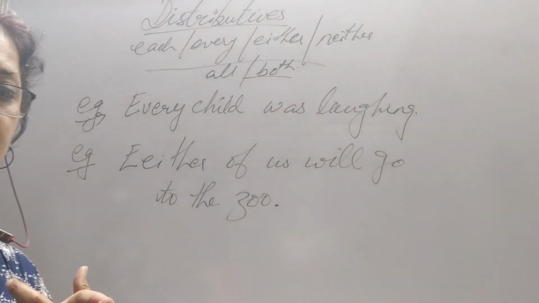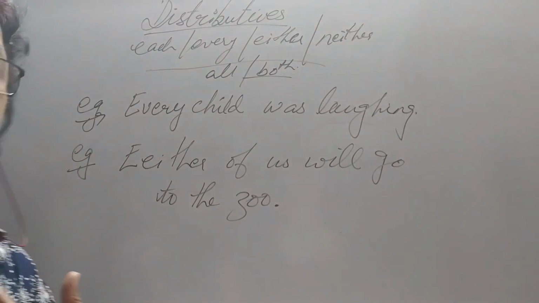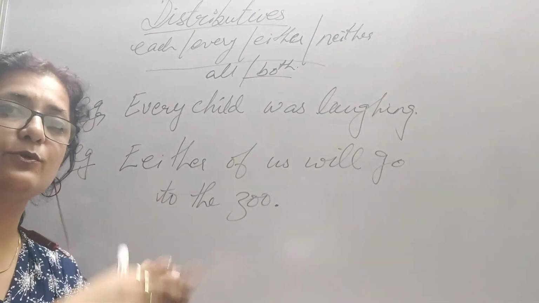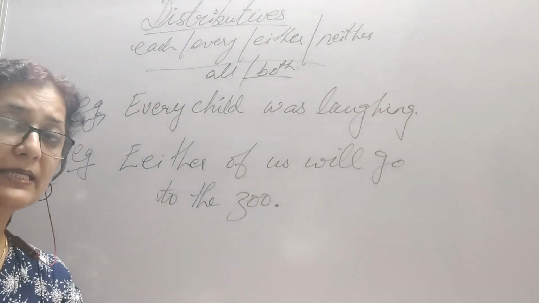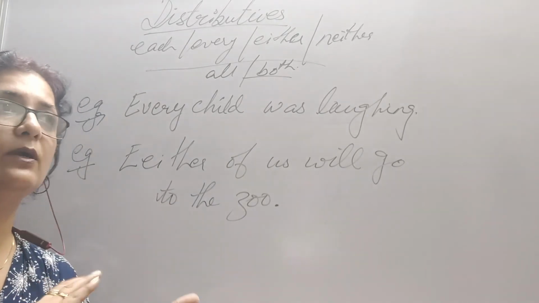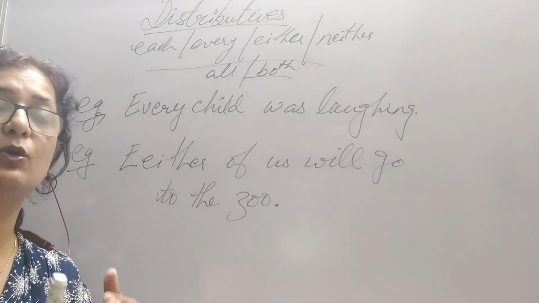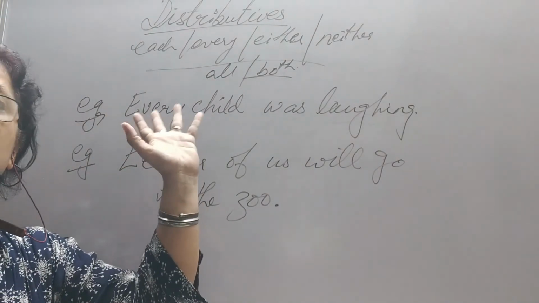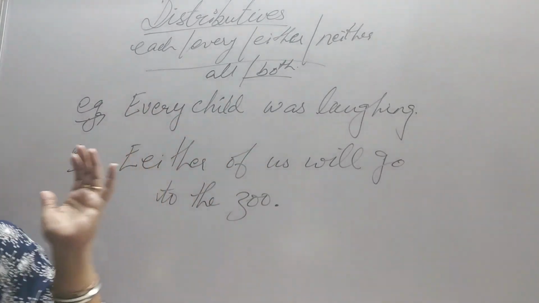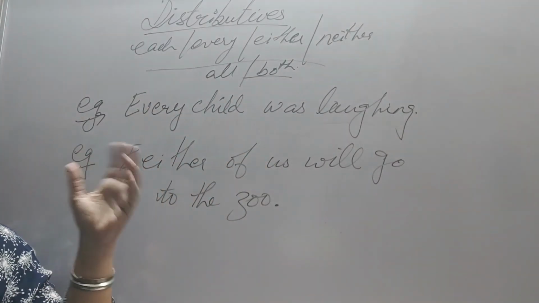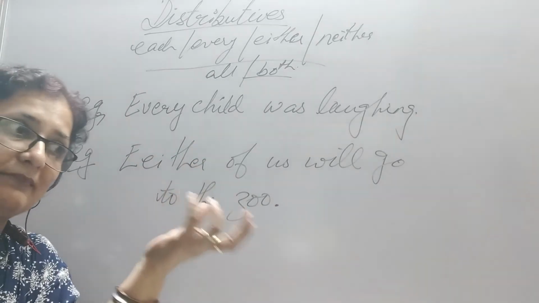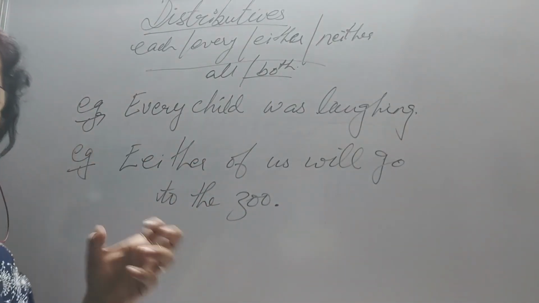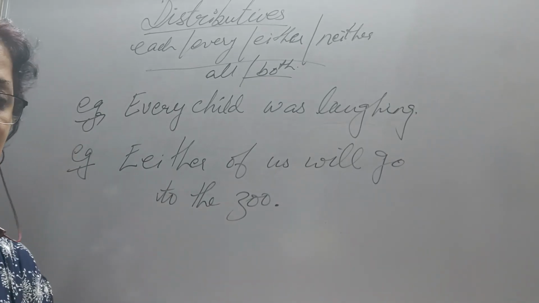Suppose I give you an example: I distributed the sweets to every child. Now what is happening here? I'm distributing to each one of them, right? So every person or every individual, when they are discussed or when the noun about them is being told, it comes to a distributive, which talks about the individual part of a group. A group or each member of the group is being discussed.